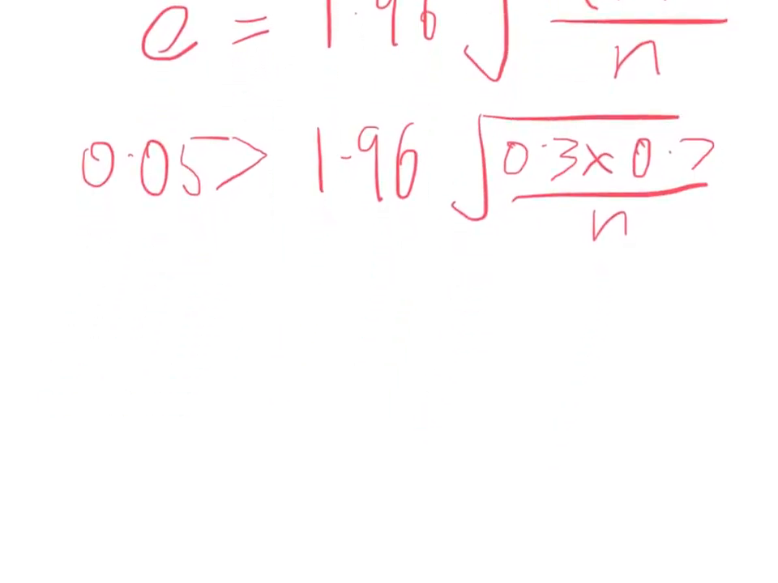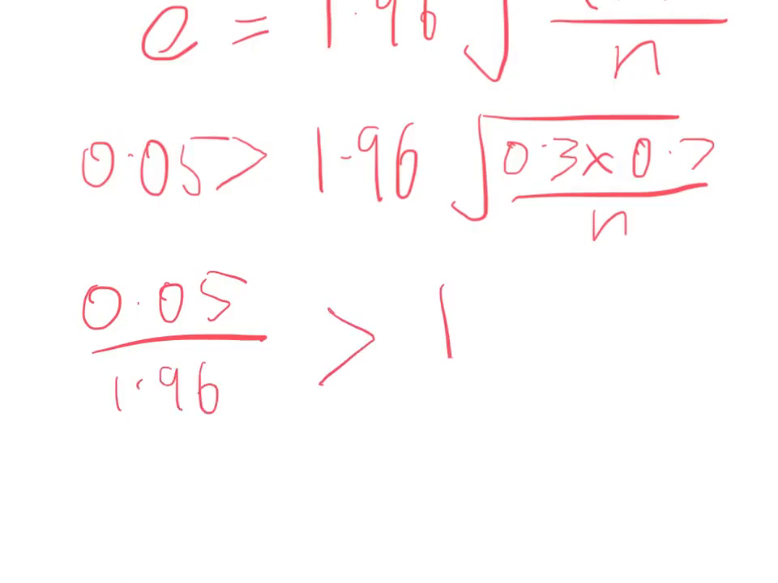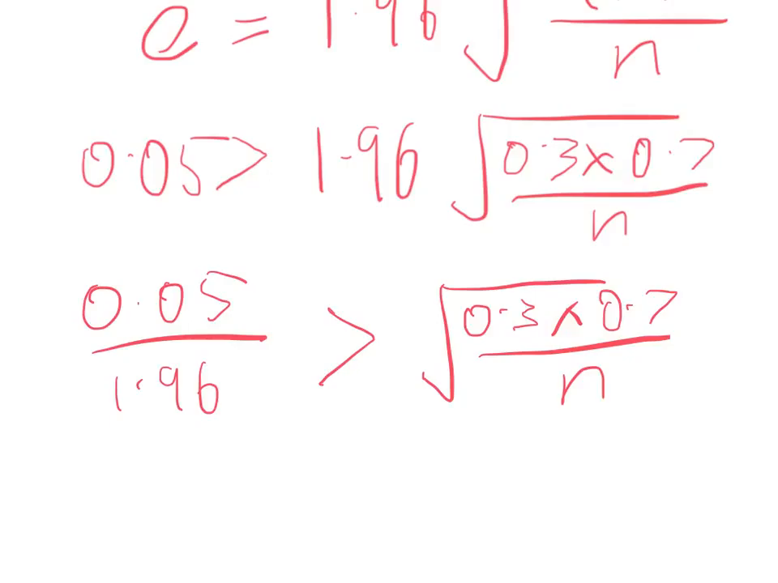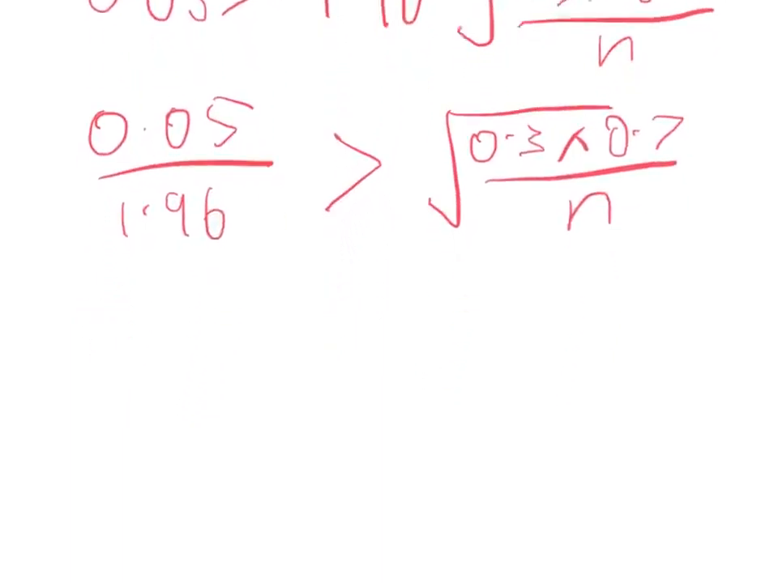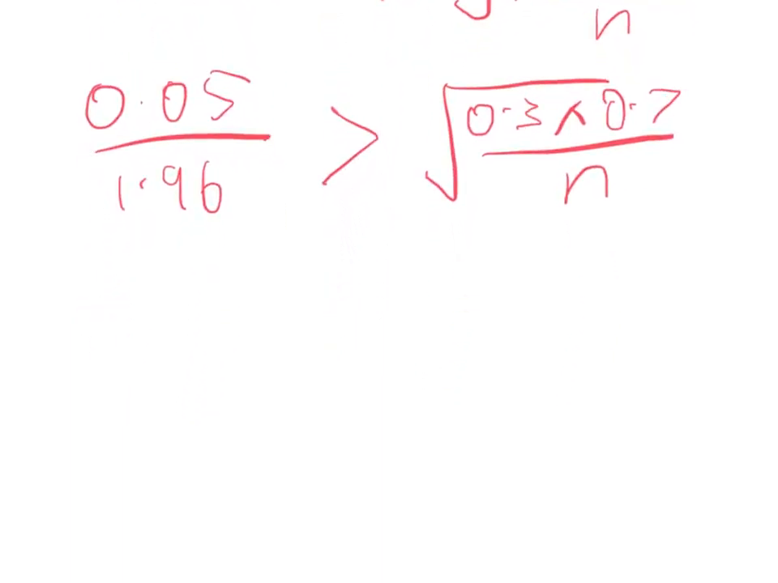To do that, the first thing that we're going to do, we need to divide by 1.96. So we've got 0.05 divided by 1.96 must be greater than the square root of 0.3 times 0.7 all divided by n. Okay. And I'm just going to write this down to 5 significant figures.